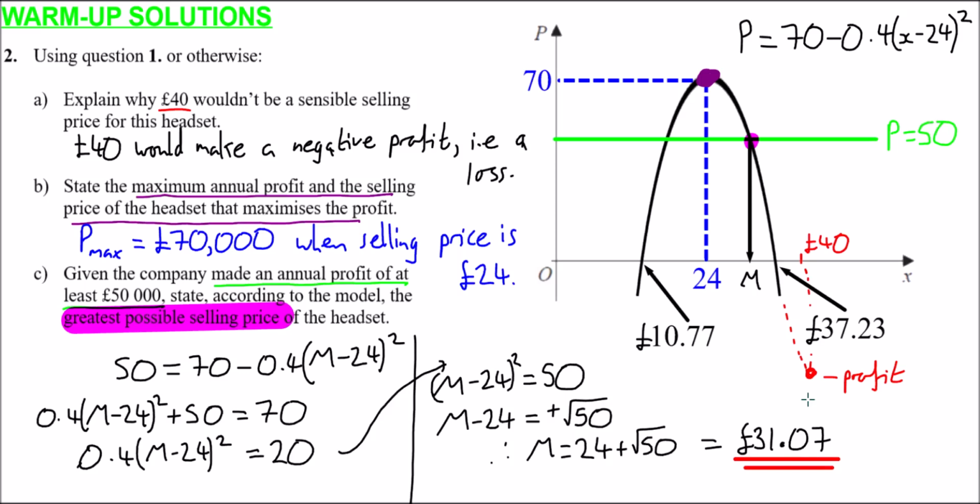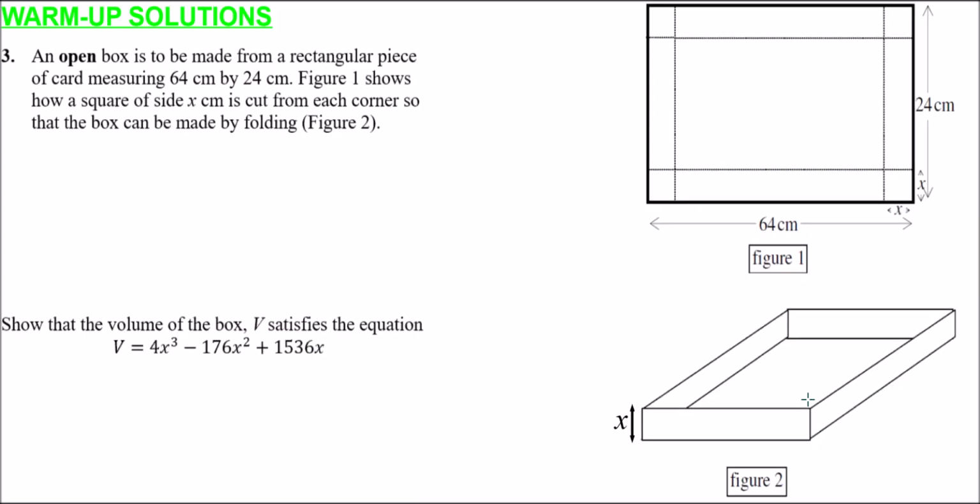Question 3. This is a modelling with differentiation question. An open box is made from a rectangular piece of card measuring 64 centimetres by 24. Figure 1 shows how a square of side x centimetres is cut from each corner so that the box can be made by folding, as in figure 2. So this x gets folded up that way, so we have it being x high.